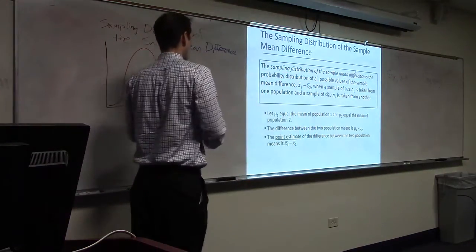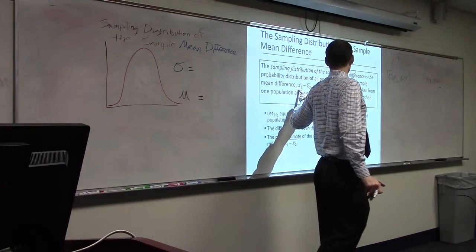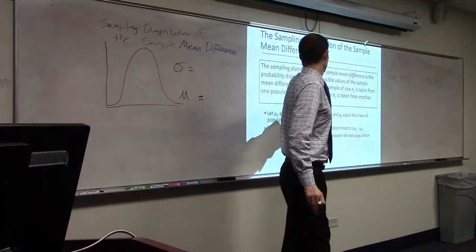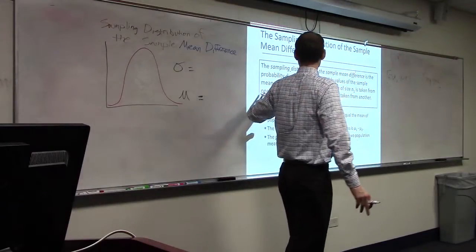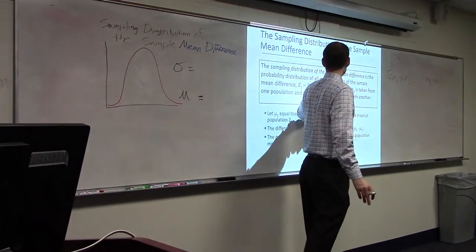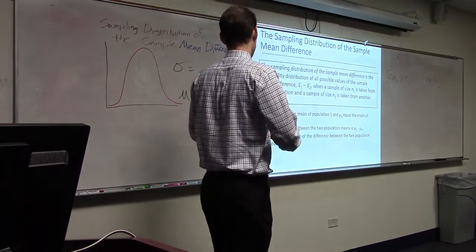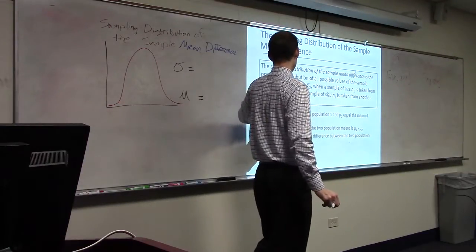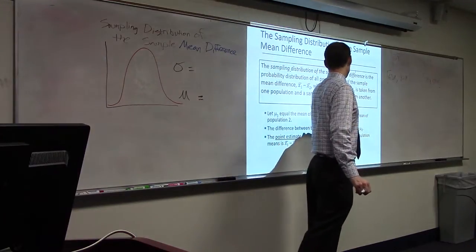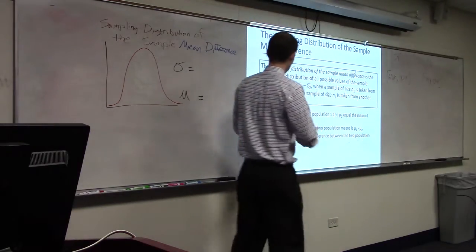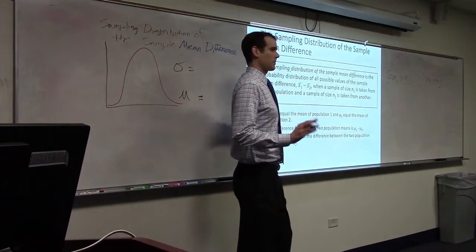Remember, X bar is the sample mean. So this is sample mean 1 and sample mean 2, when sample size N1, the sample size from population 1, and sample size N2 is taken from another. Now, what is this little symbol? Mu 1 equals the mean of population 1 and mu 2 equals the mean of population 2. So just remember, X bar is sample mean, mu is population mean.